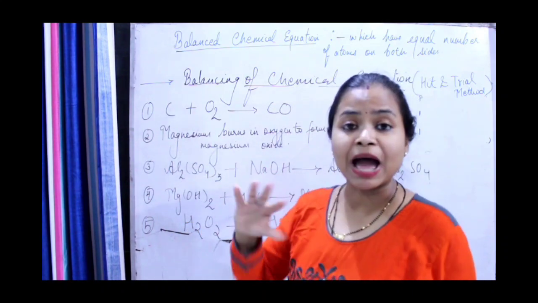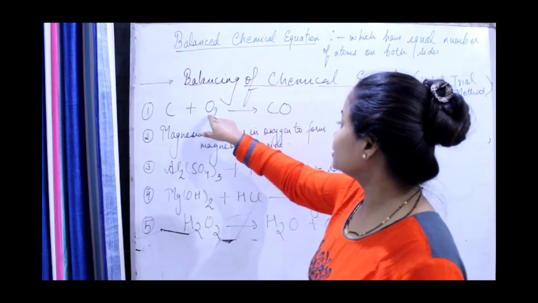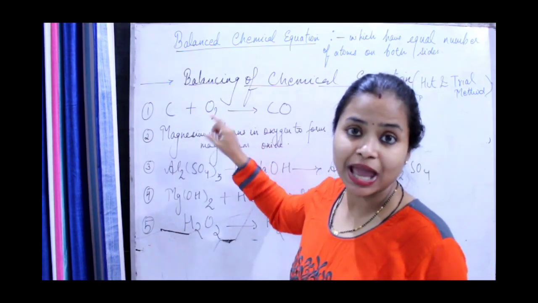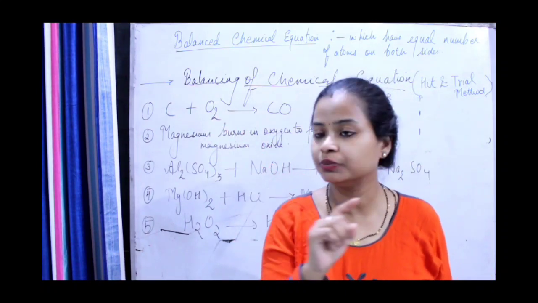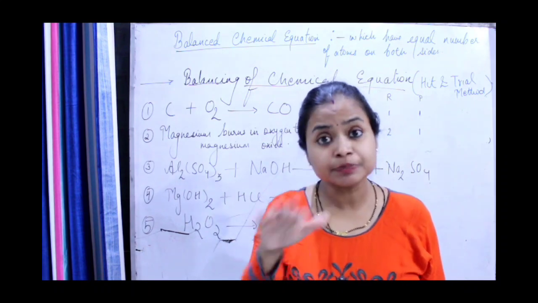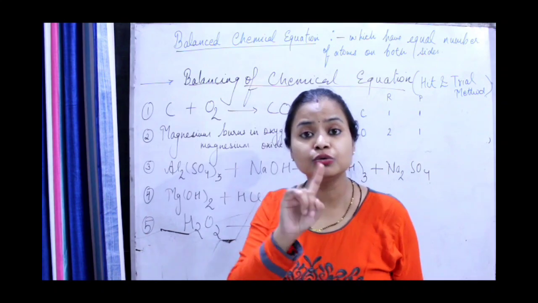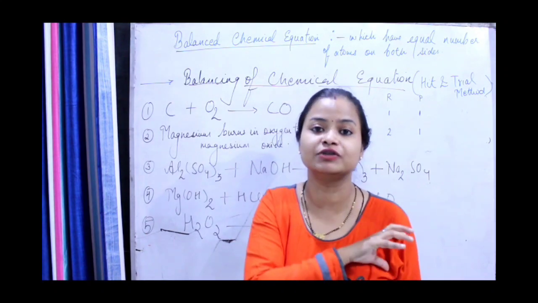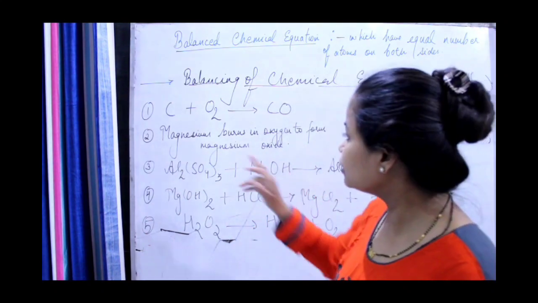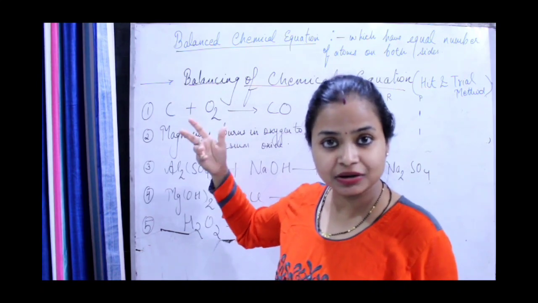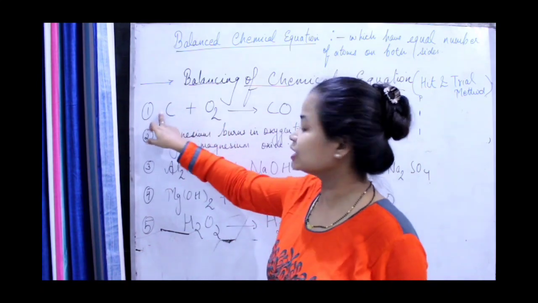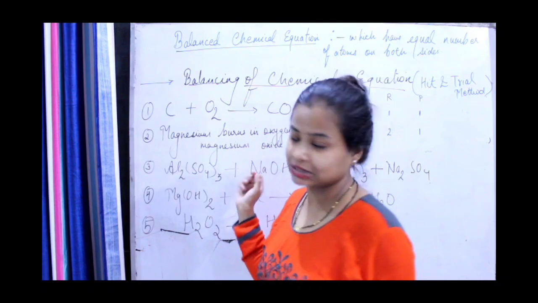Fine. You cannot balance by writing a subscript. Any number you write as a subscript will not balance it. Subscript will change the formula only, and while balancing you don't have to change the formula of the substance. So for balancing, we will add the number over here as the coefficient. Okay, you will see the examples.